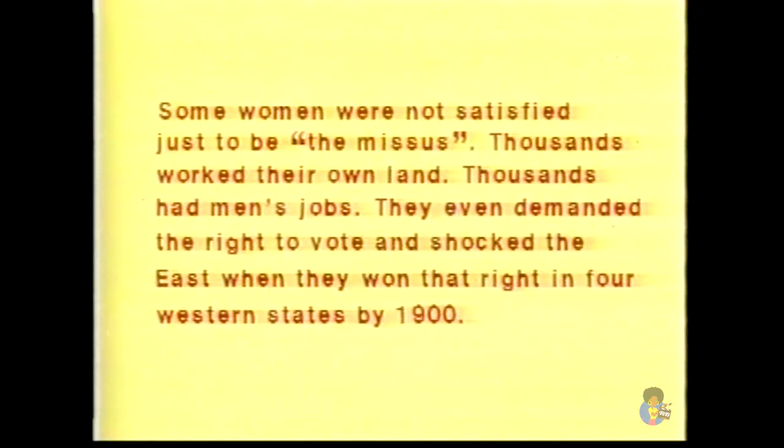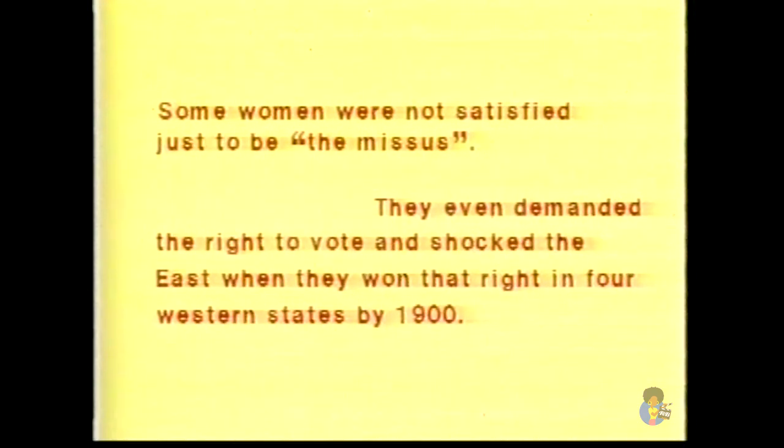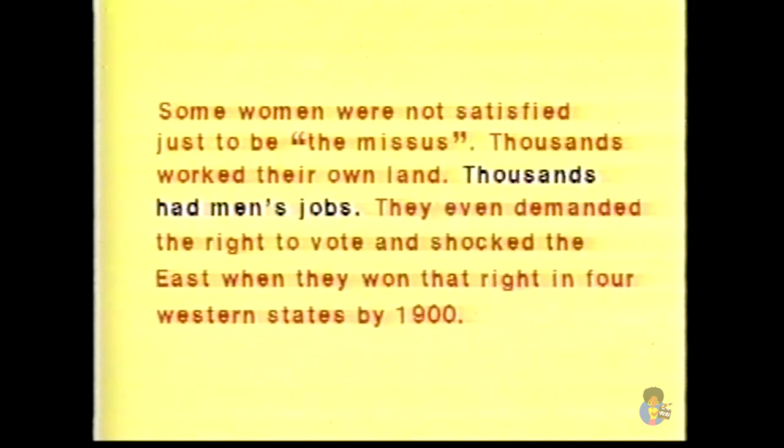A good example of the promise the West held for women was this one. Thousands worked their own land. Back East, very few women owned any. Here's another good reason the West held promise. Thousands had men's jobs. They didn't get the same pay, but they did have them. And here's the best one of all. They even demanded the right to vote and won that right in 4 Western states by 1900.